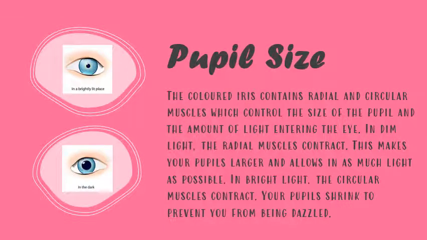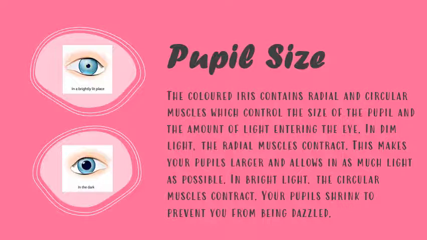Pupil size. The colored iris contains a radial and a circular muscle which control the size of the pupil and the amount of light entering the eye. In dim light, the radial muscles contract. This makes your pupils larger and allows in as much light as possible. In bright light, the circular muscles contract and your pupils shrink to prevent you from being dazzled. Yes. So you have radial muscles that contract when you are in a dark room. Why? I was wrong. Yes, you were wrong.